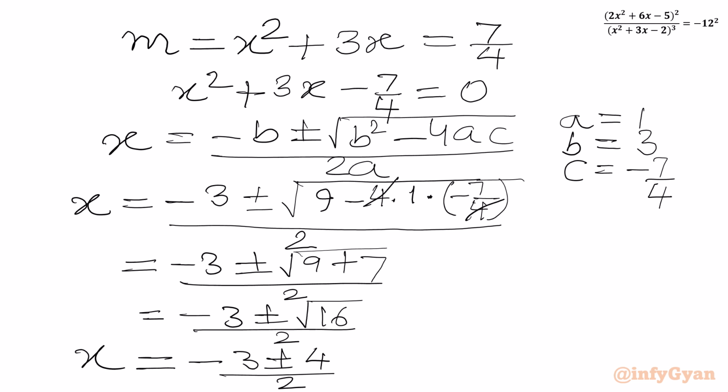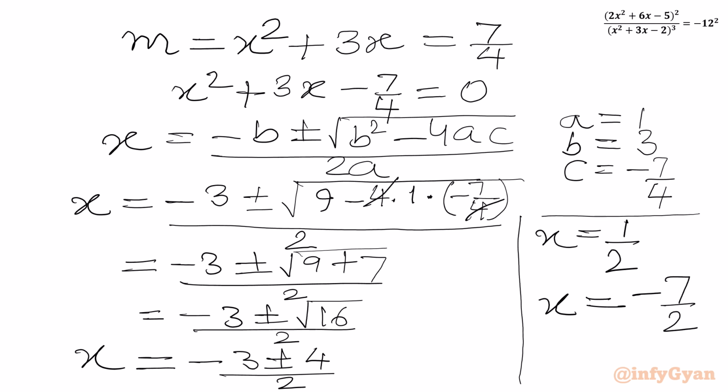So we have two values of x. x will be equal to minus 3 plus 4 over 2, so 1 over 2, and the second value will be minus 3 minus 4 over 2, so minus 7 over 2. So we have two real solutions. x is equal to half and x is equal to negative 7 half.